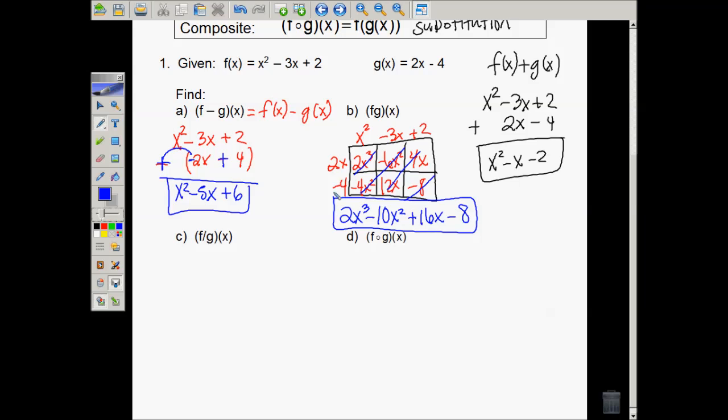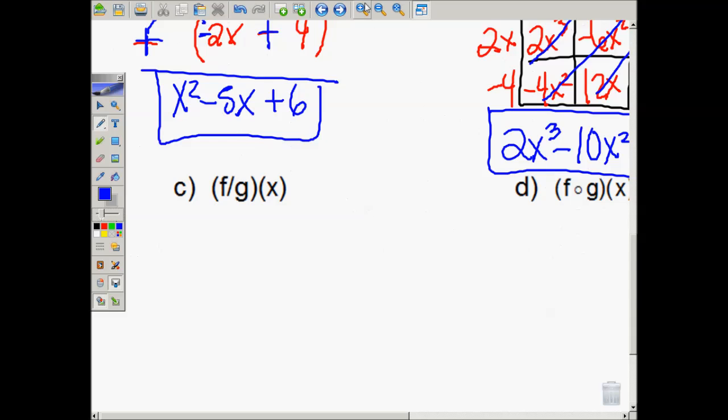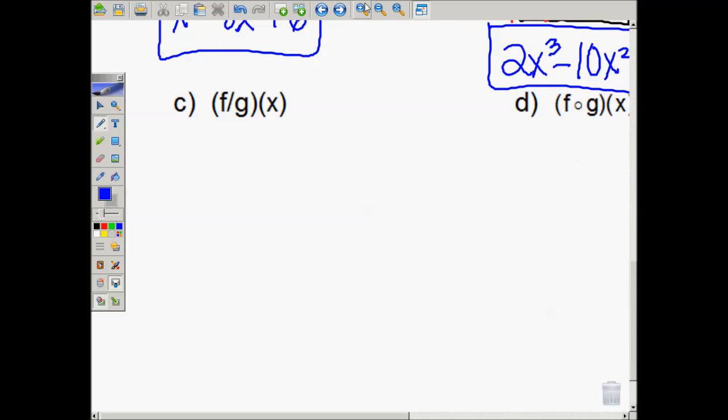Now, the next one. How many of you did not like factoring? Factoring is the easiest way to do division. However, if you're not a fan of factoring, we are going to go over how to do long division. So for factoring, first, just to clarify that this means f of x over g of x. We agree? Because it says f divided by g. So I'm going to write it just as so.